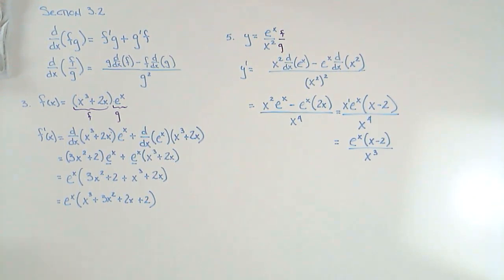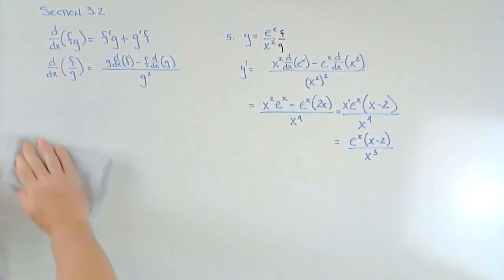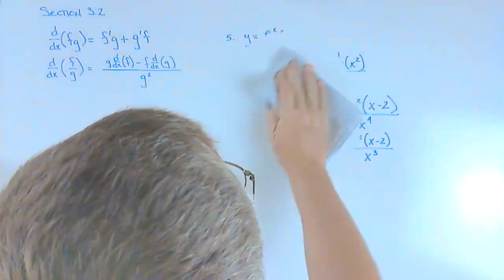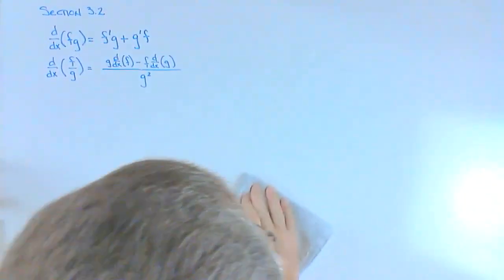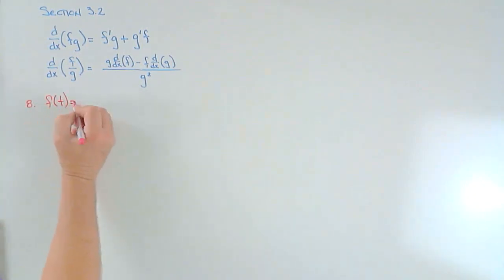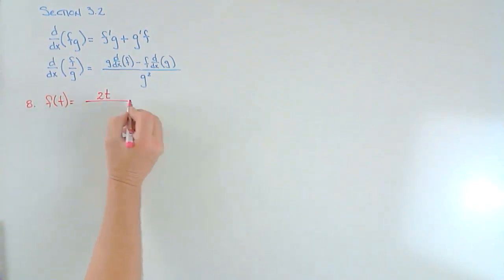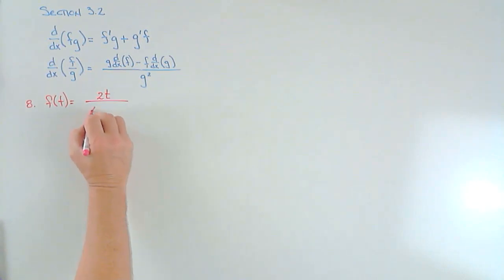Now, if we skip down to number 8, for example, again, I'm not going to do every single problem. Number 8 is also a quotient rule problem. It says f of t equals 2t divided by 4 plus t squared.